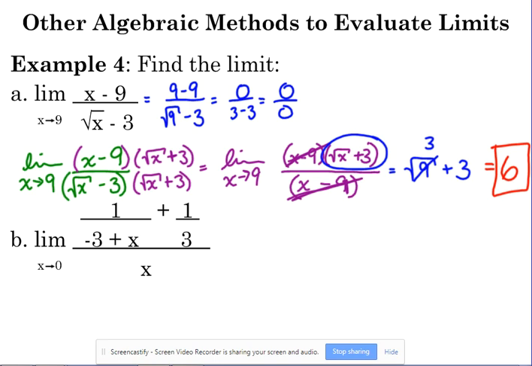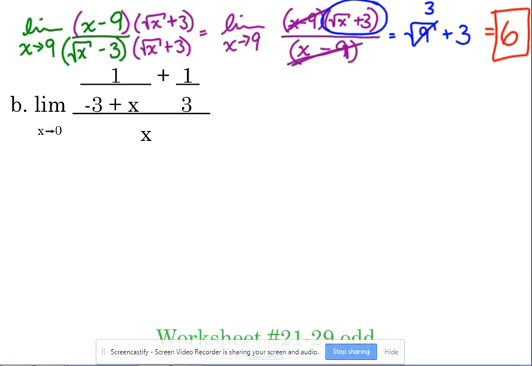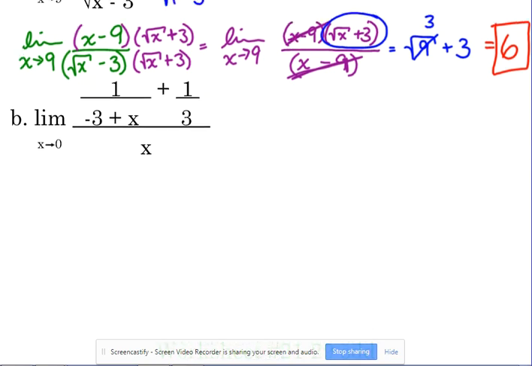Okay? Another kind of popular one here is this big old complex fraction. We've got the limit as x approaches 0 of 1 over negative 3 plus x plus 1/3 over x. If we plugged in 0, you should be able to see the numerator is going to be 0, the denominator is going to be 0. 0 over 0, indeterminate form. Indeterminate form means you can manipulate it and fix the problem.